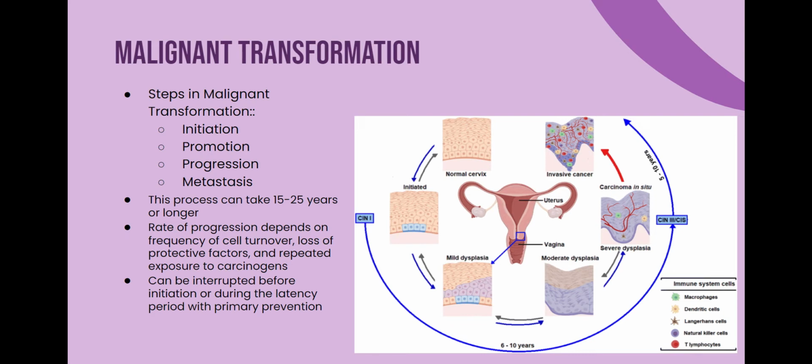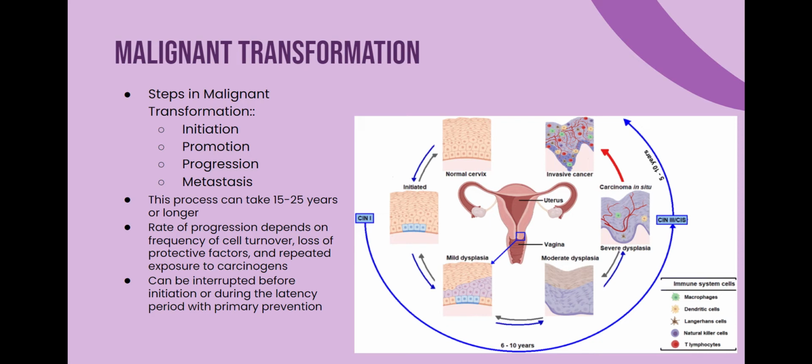Rate of progression depends on a lot of things. It depends on how frequent those cells have to turn over to begin with. Our skin cells are constantly sloughing off and being repaired. So skin cancers can develop. You do see 20-year-olds with skin cancer after exposure to tanning beds. Loss of protective factors, those suppressor genes, immune factors.